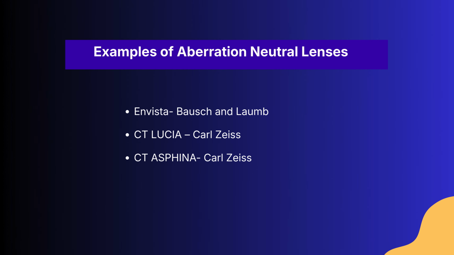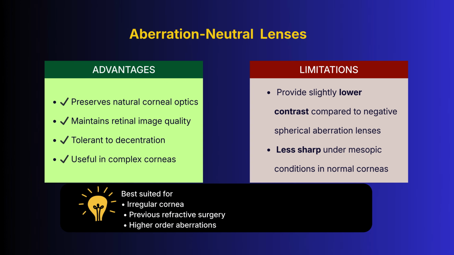These two lenses are basically from Zeiss. So the advantage is that it maintains retinal image quality without interfering with the cornea's natural optics, but the limitation is that it does not reduce the positive spherical aberration in a normal cornea, and may be slightly less sharp than the negative spherical aberrated lenses in regular eyes under mesopic conditions. Okay, so remember that the aberration neutral lenses are particularly reserved for irregular corneas where you don't want to meddle with the corneal optics much.